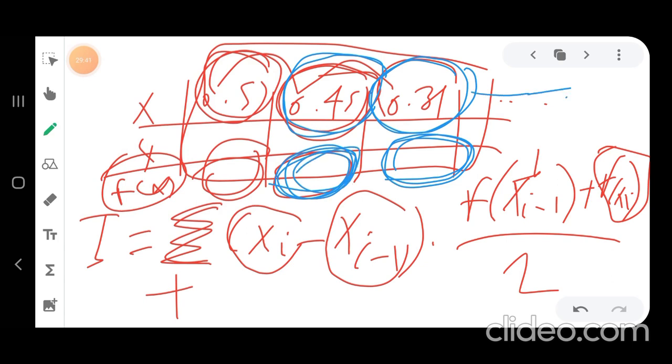This is your integration. You can use this equation if you have unequal intervals. It's just a numerical equation. Okay. Now, that's all for the simple batch distillation.